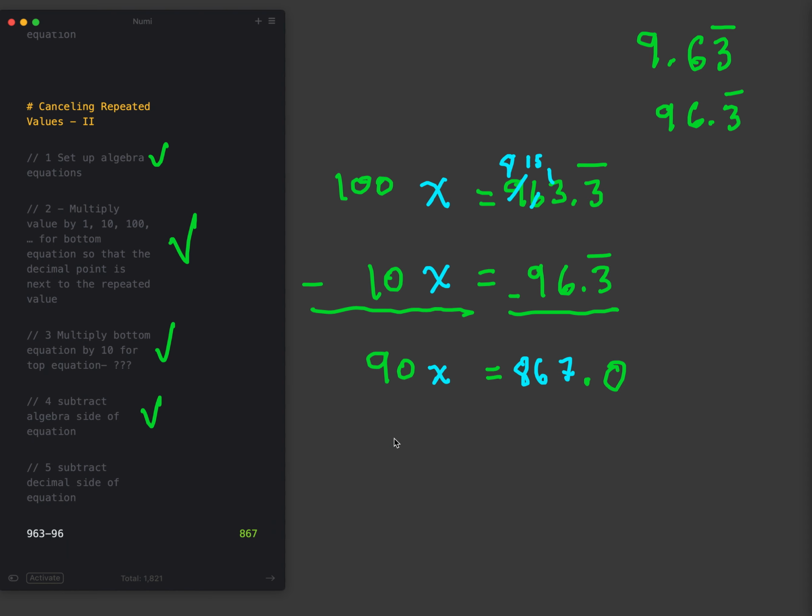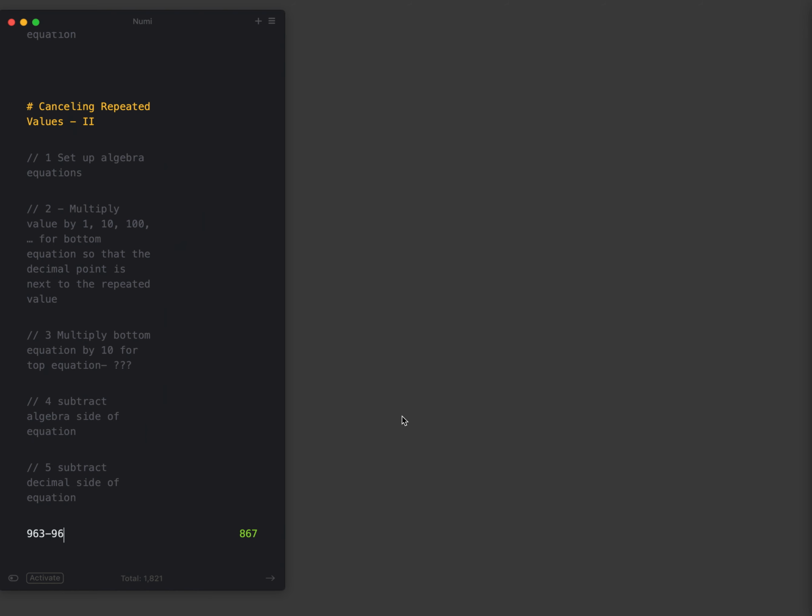Excellent. So down below a little bit, I'm just going to clean this up. 90x equals 867, dropping the 0.0 because I no longer need that. Awesome. We're going to look at one more example in this video, and that example is going to be 4.007 repeating.